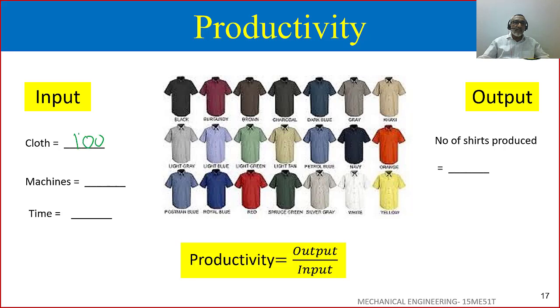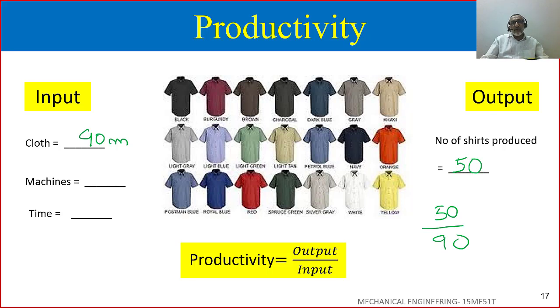100-meter cloth, if I can make 55 shirts, then I increase productivity, because now it is going to be 55 by 100. So then I am increasing the productivity. Or suppose I am not increasing any shirts, I am producing only 50 shirts, but instead of 100 I make use of only 90 meters. Then also I am increasing the productivity, because now it is output 50 by input 90. I am increasing the productivity.